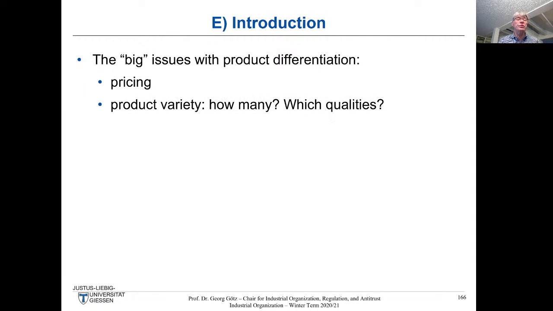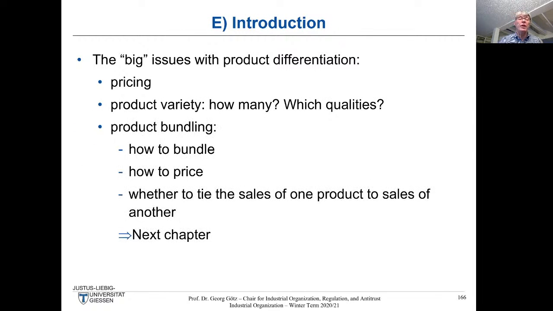Of course, it's always interesting to have pricing. What we already discussed was how many different varieties we should have, and if we produce different qualities, which qualities we should have. We will discuss product bundling only next week. That's why I skip it here at the moment. And what you will also see today, the model I present offers a very interesting way to introduce price discrimination, even first degree price discrimination.